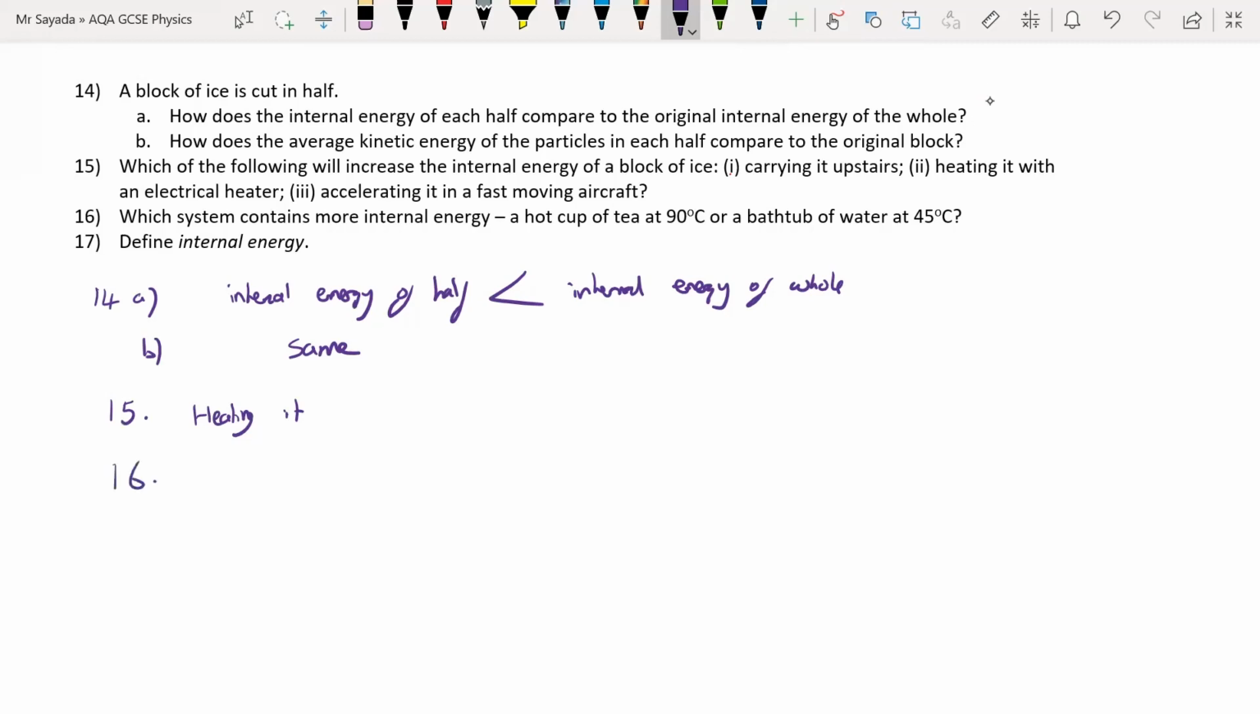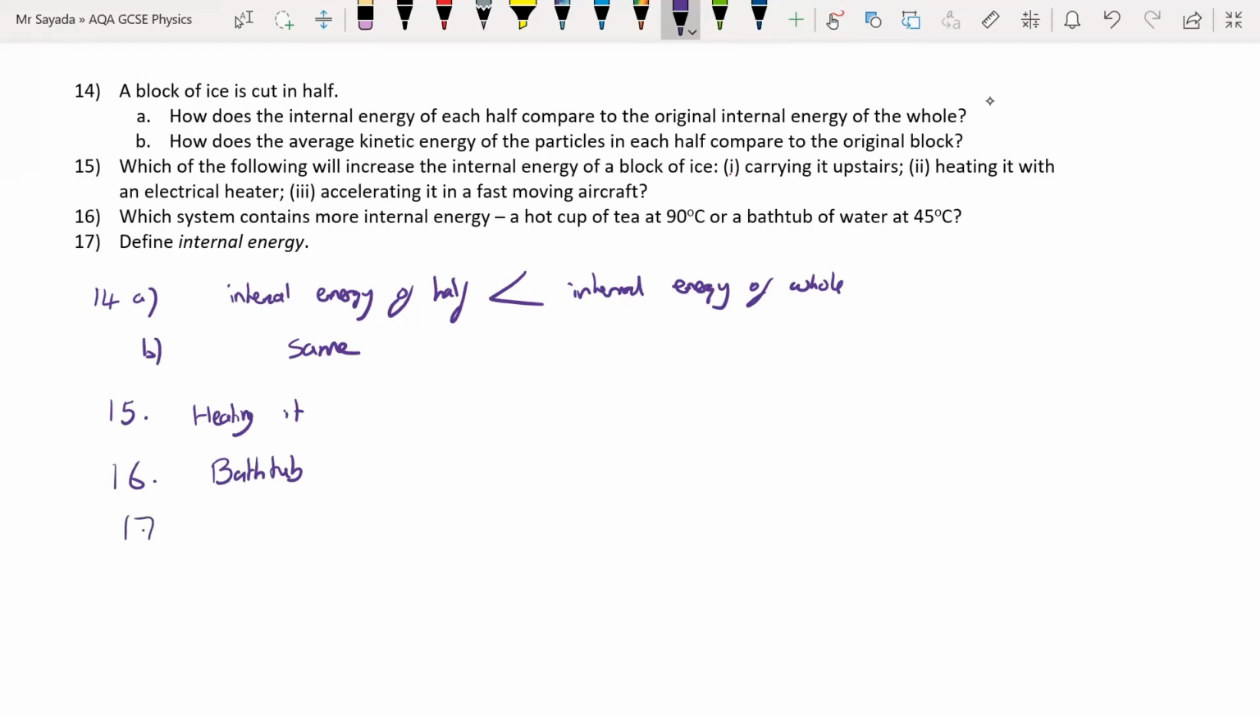Which contains more internal energy? Well, it will be the bathtub, because even though the average kinetic energy of the particles is smaller in the bathtub, because the temperature of the water in the bathtub is lower, the bathtub contains a lot more water, so the total kinetic energy will be bigger.